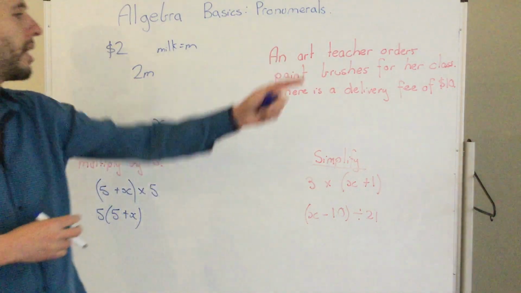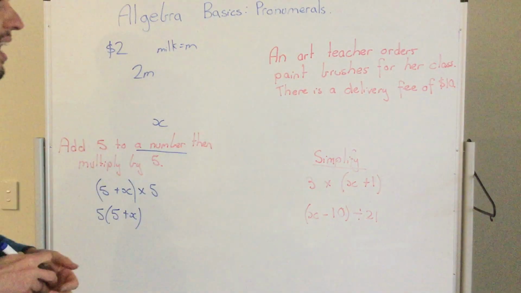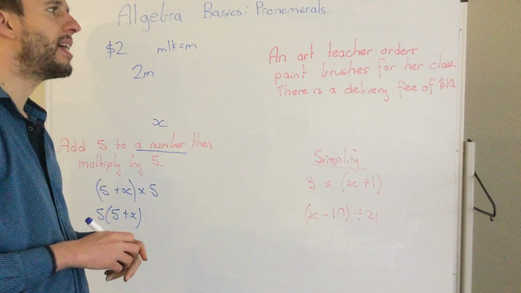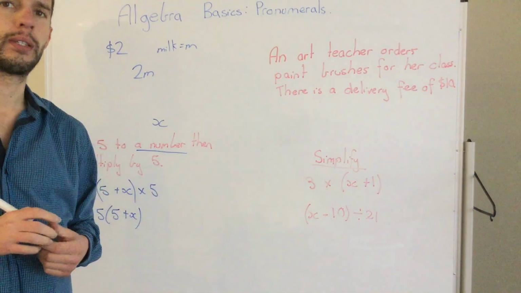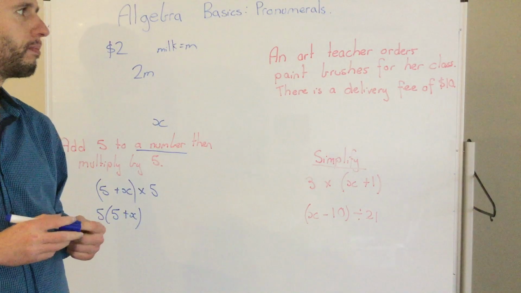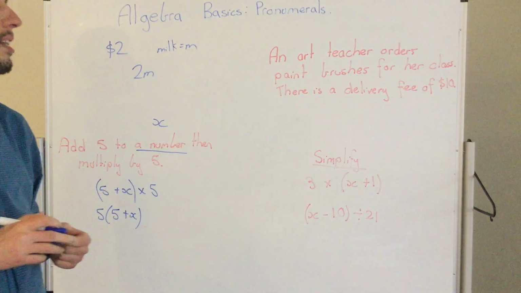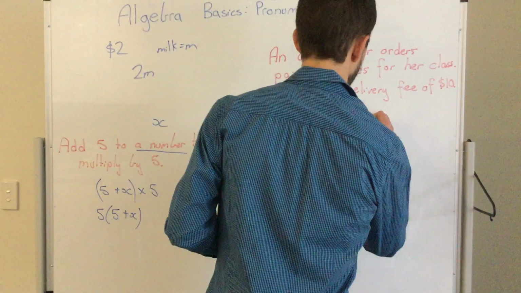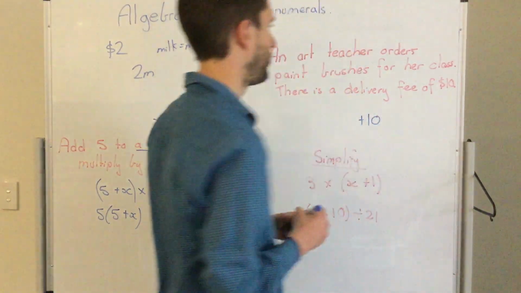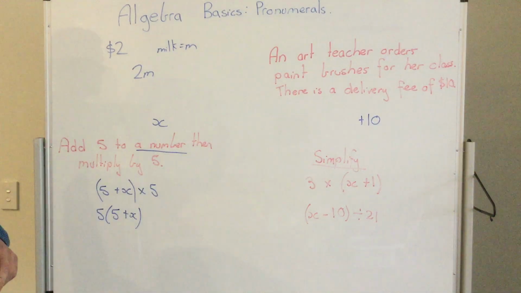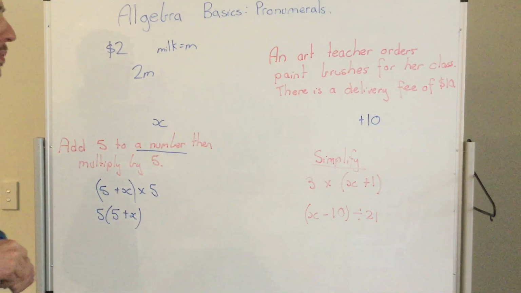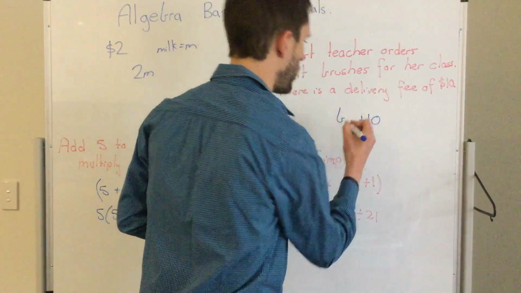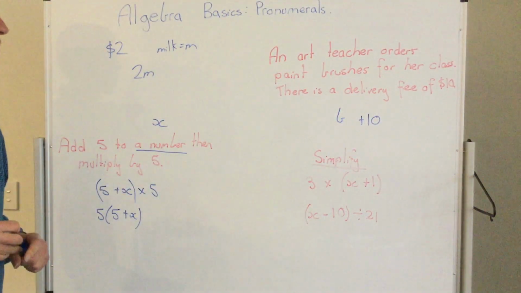Let's go to an example over here. An arts teacher orders paintbrushes for her class. There is a delivery fee of $10. Okay, so we know that there's a delivery fee of $10 here. So I'm going to add 10. Orders paintbrushes for her class. So we don't know how many paintbrushes, so I'm putting B.